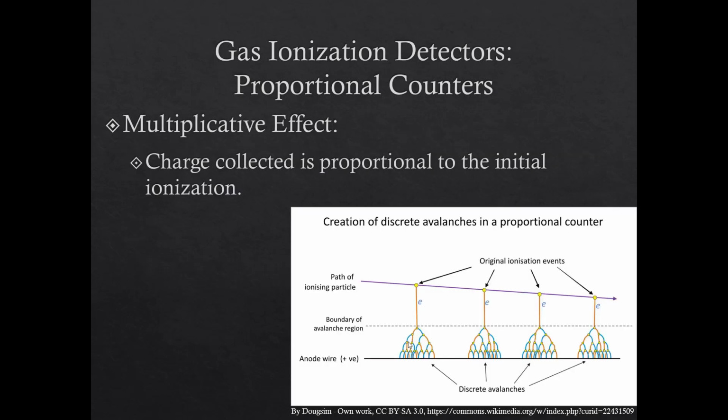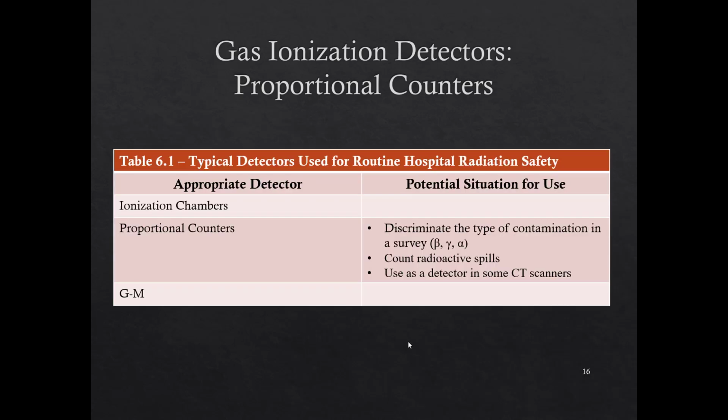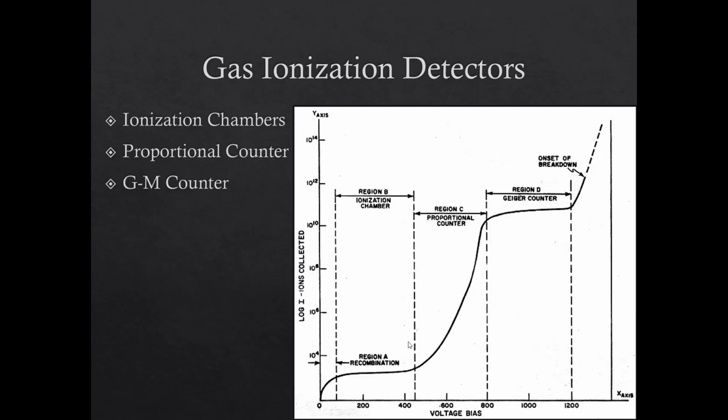And what that actually looks like is something like this. You have your initial ionization event, and that initial ionization event goes on to create these discrete avalanches that are proportional to the initial ionization. In summary, it's going to have a multiplicative effect that is the same each time. Proportional counters are very useful to discriminate the different types of radiation within a piece of contamination, for example. And it's useful for radioactive spills.